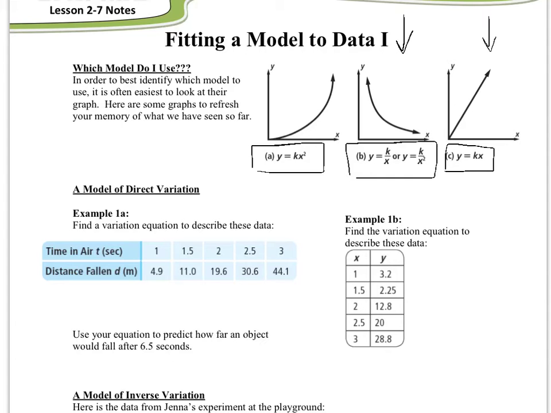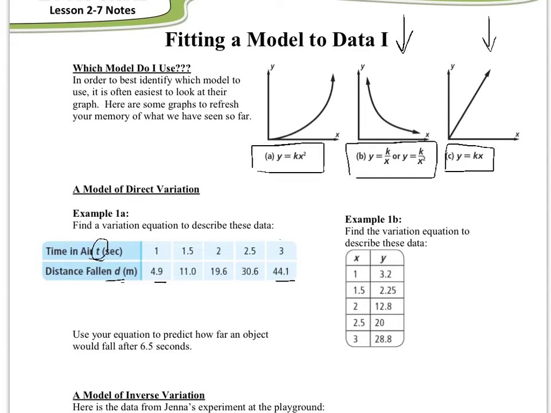Okay, so let's do an example and let's take some data and figure out what variation equation applies to the data. So example 1a, we have time t in seconds, and it starts at 1 second and it goes all the way up to 3 seconds. Then we have distance fallen d in meters, and it starts at 4.9 and it goes up to 44.1. The first clue that I would look at is, as the time values are getting bigger, the distance is also getting bigger.